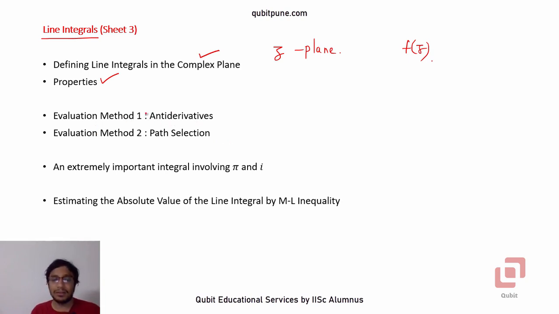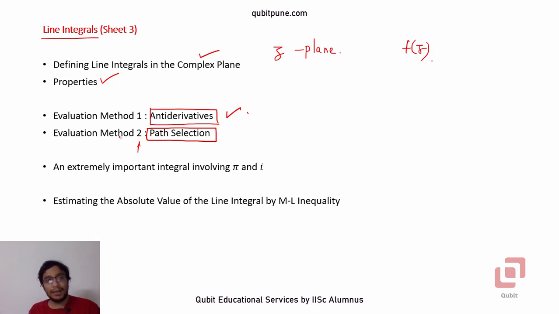Then we will see two different methods today for evaluating those line integrals. The first one is treating them as antiderivatives, but this requires the function to be analytic. The second one, which is a more general method, is a path dependent evaluation. All integrals that you can evaluate by method 1 can also be evaluated by method 2, but in addition, there are some integrals which cannot be evaluated by the first method because the function is not analytic, and those can be evaluated by method 2.